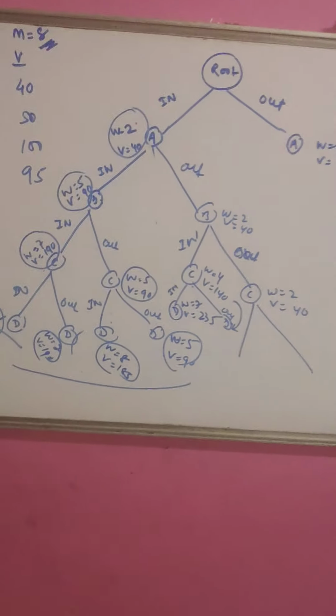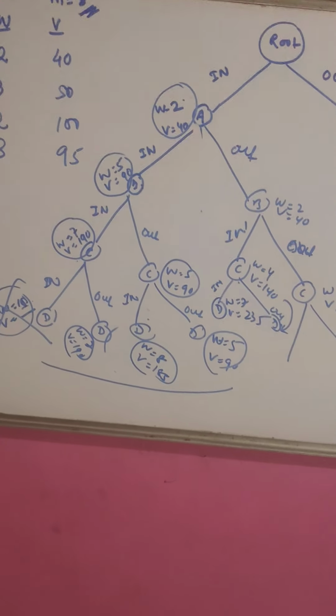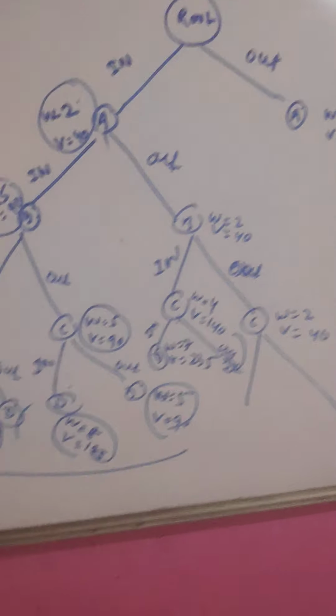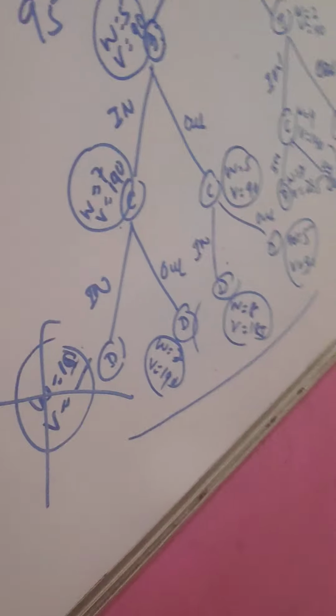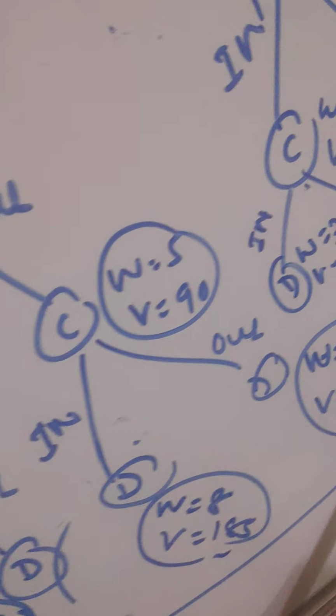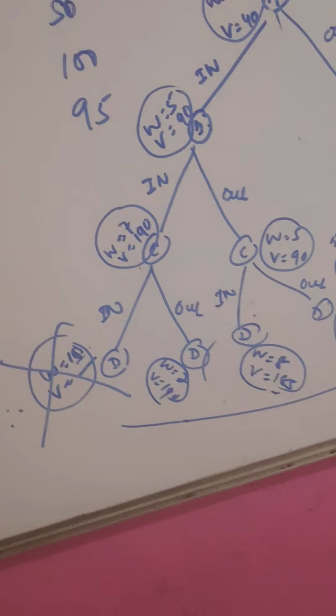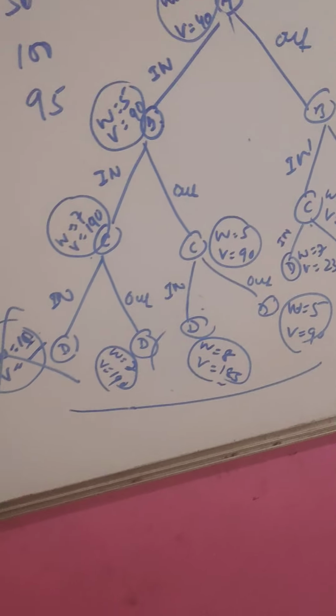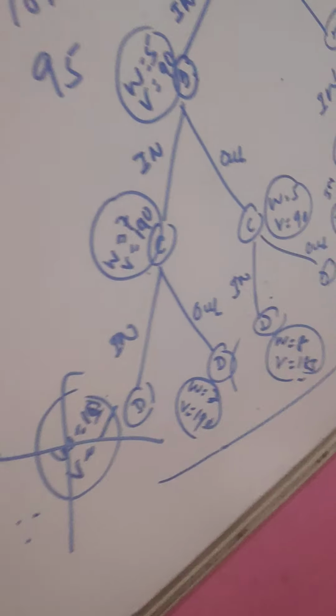Look at here, I have only drawn half of the tree. The rest half has to be drawn. But remember, at the leaf node, at the end of the tree, I am getting solutions. These are called the feasible solutions. From these feasible solutions, I have to find out which one is the optimal one, the best one.